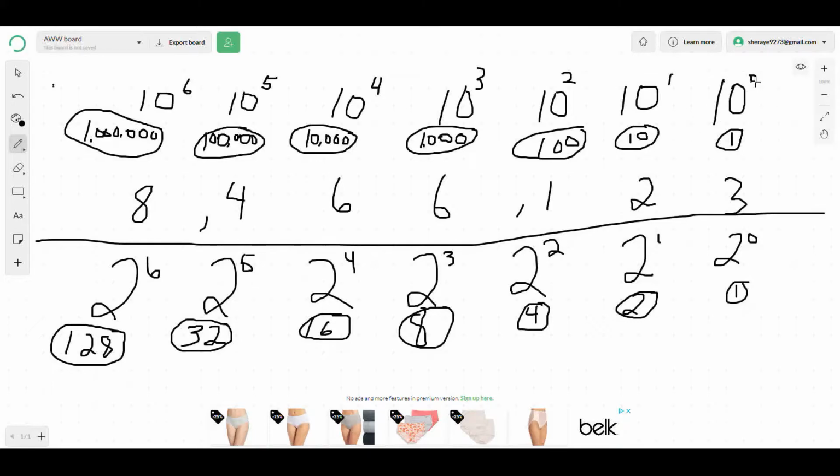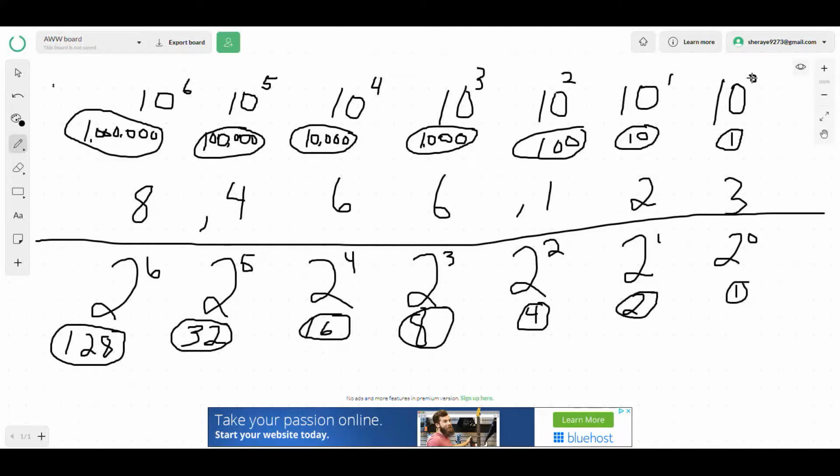So anytime you have a number with an exponent, these numbers here are called exponents. Anytime you have a number with an exponent of 0, that means 10 to the 0 power is 1. Anytime you have an exponent of 1, that's just the number itself, 10. If you have an exponent of 2, you multiply the number twice. So 10 times 10 is 100.